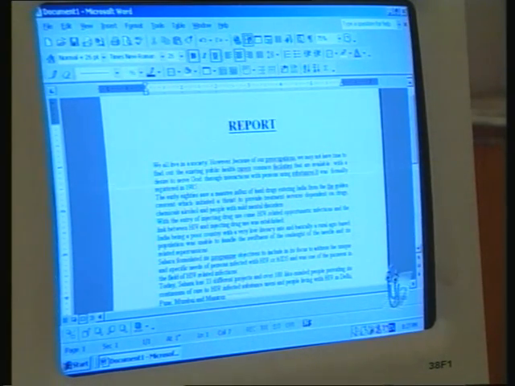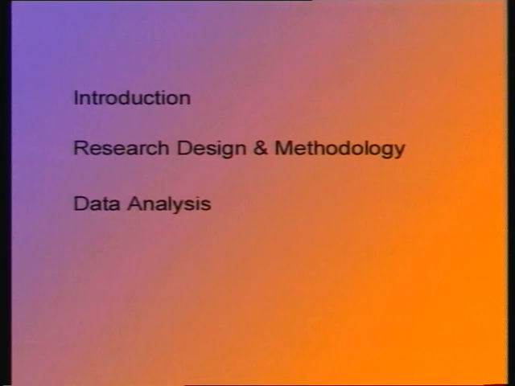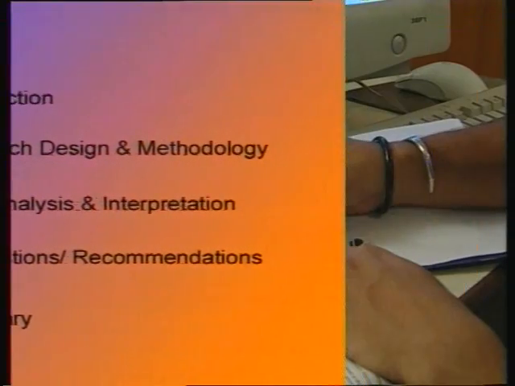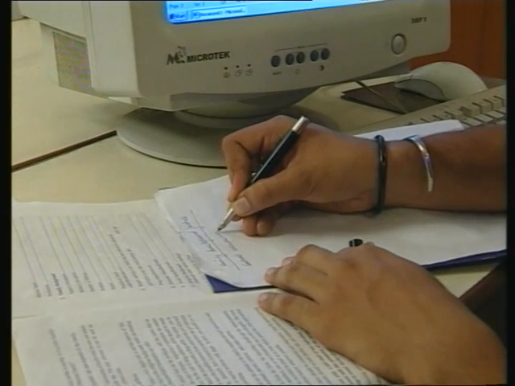An ideal report is divided into 5 chapters, which are Introduction, Research Design and Methodology, Data Analysis and Interpretation, Suggestions or Recommendations, and Summary. You have to submit this report of about 50 pages.